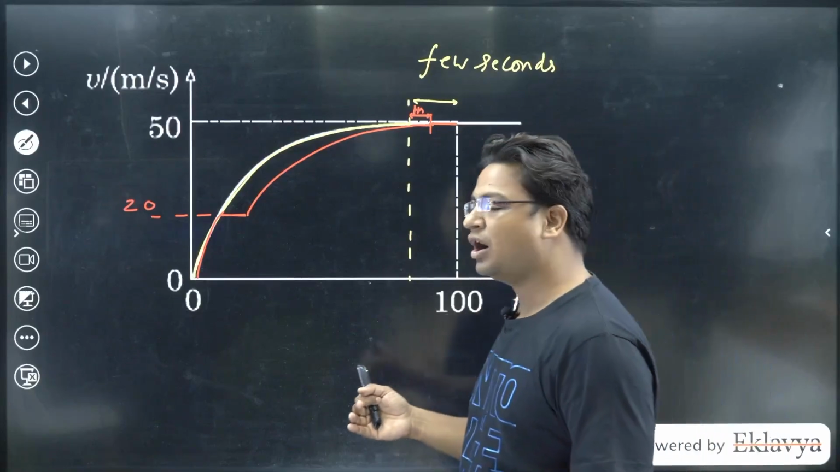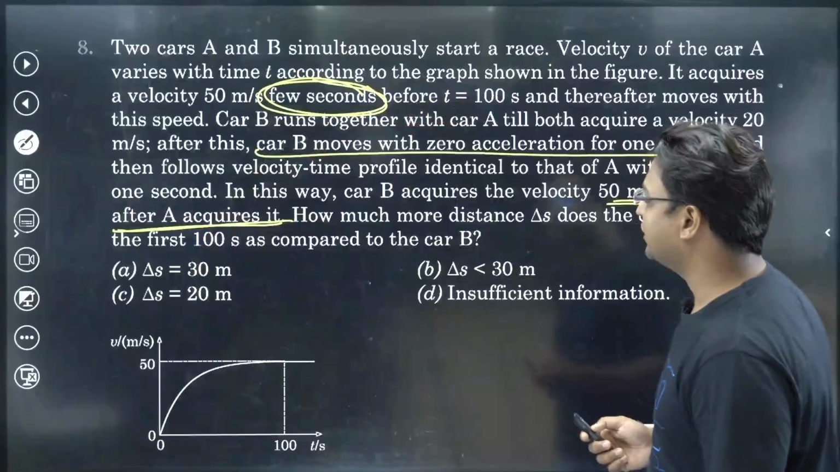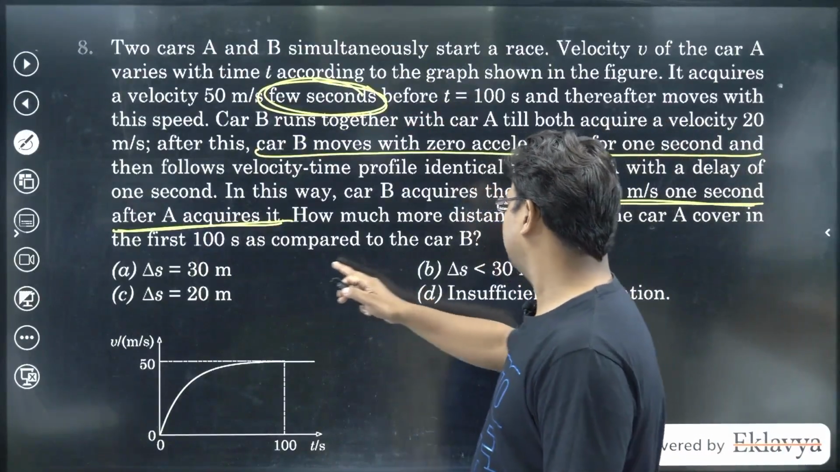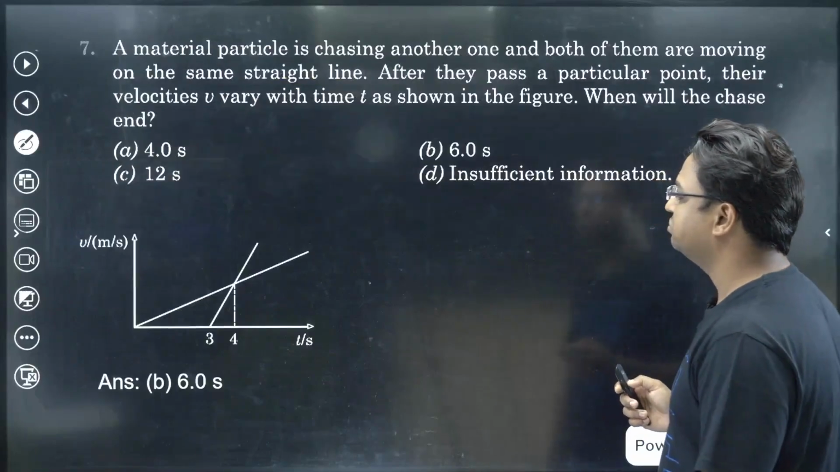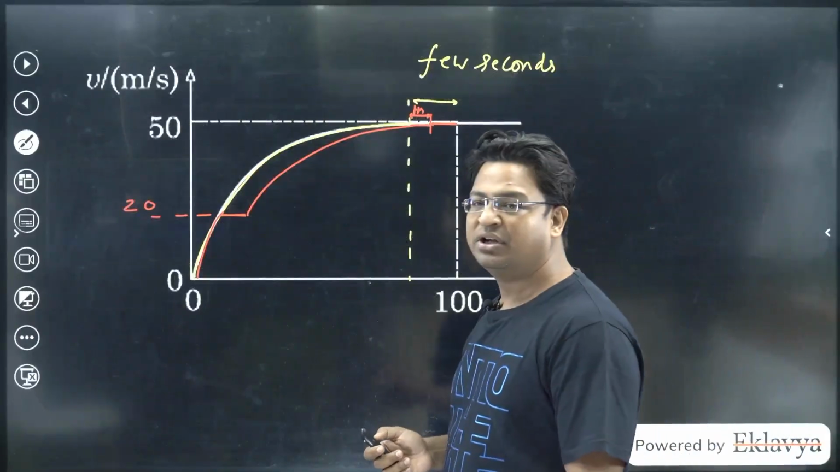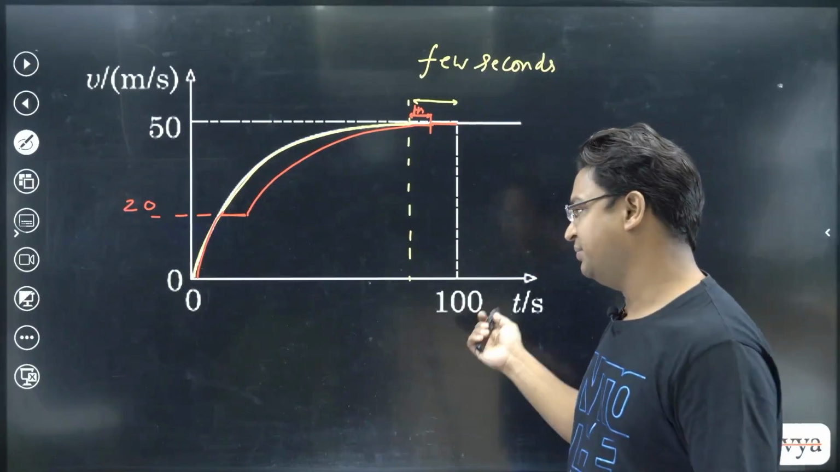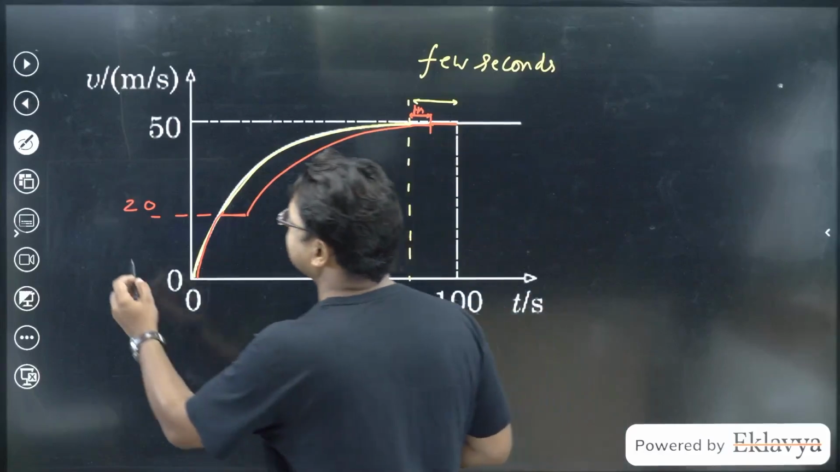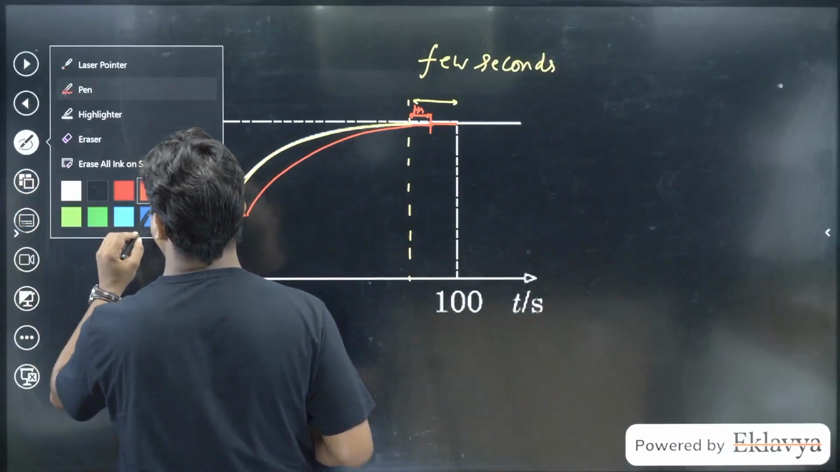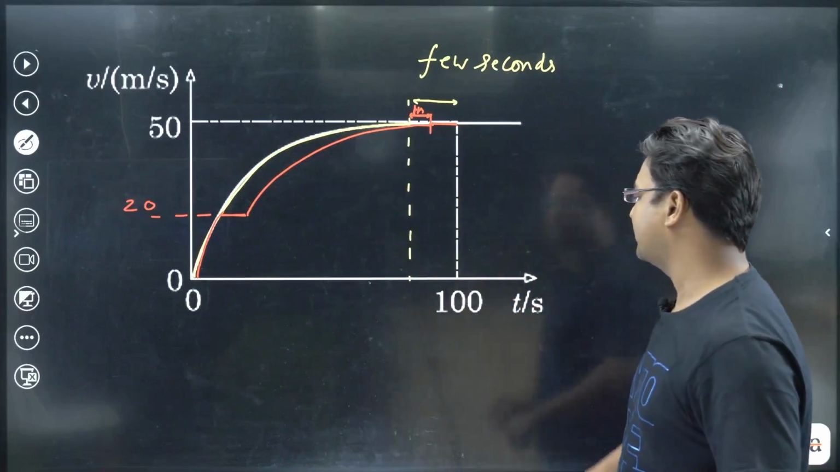Now we have to tell how much car A is ahead of car B. If you look at the options, it's 30 meter, less than 30 meter, 20 meter, insufficient information. Since less than 30 is mentioned, we have to be very accurate, like anything less than 30 will make that option correct. So if I ask you what is the distance covered by car A in 100 seconds?